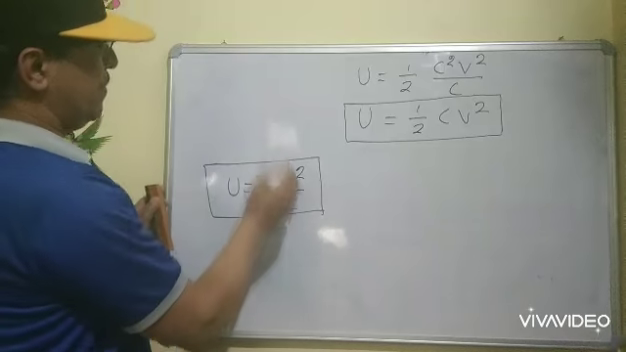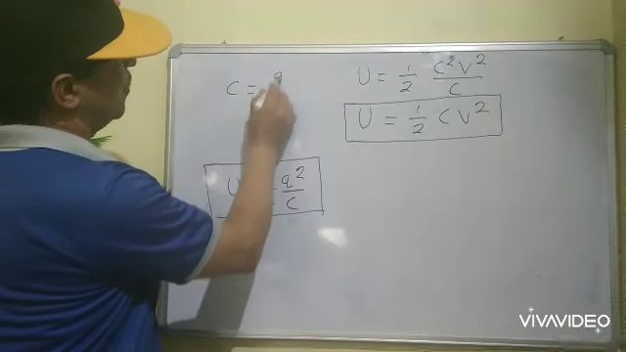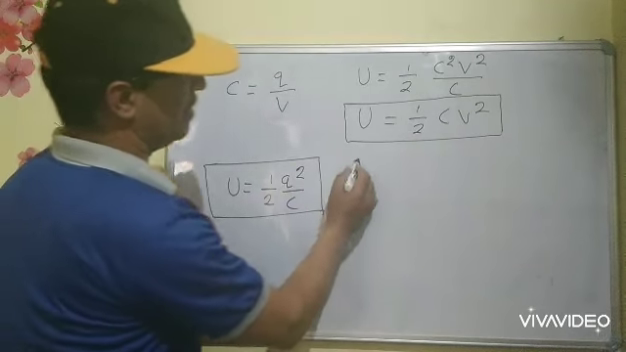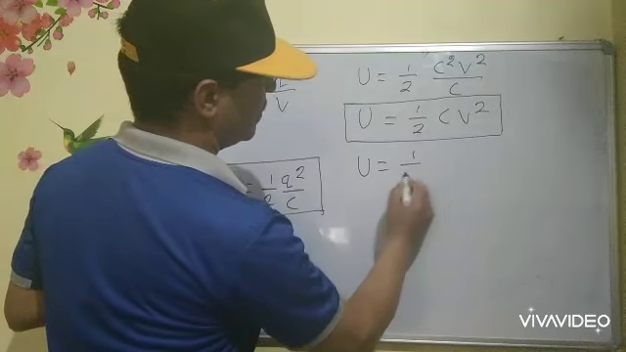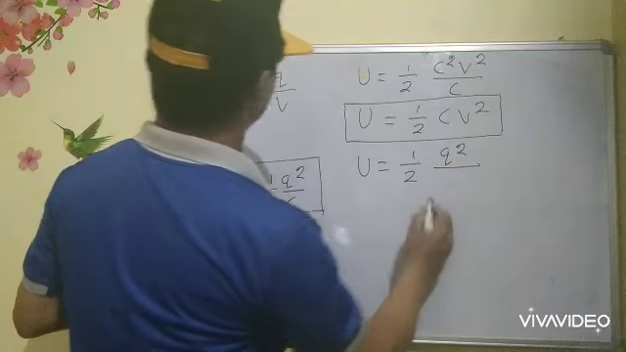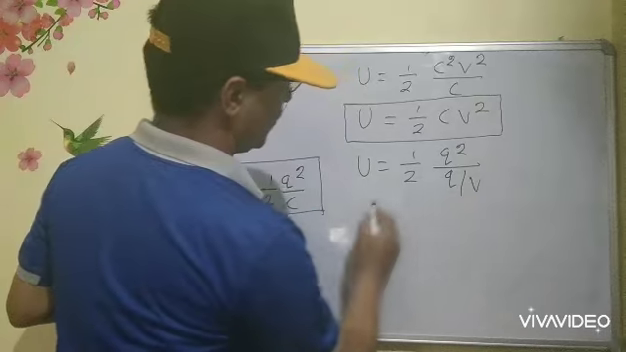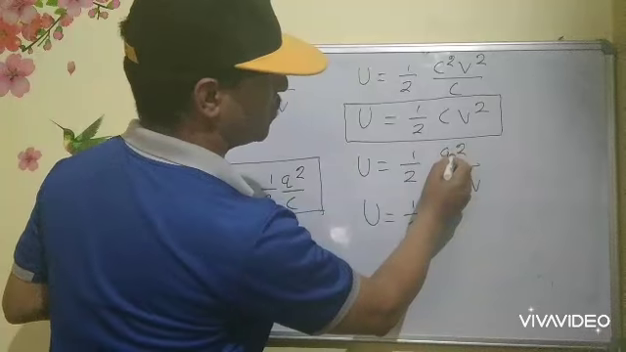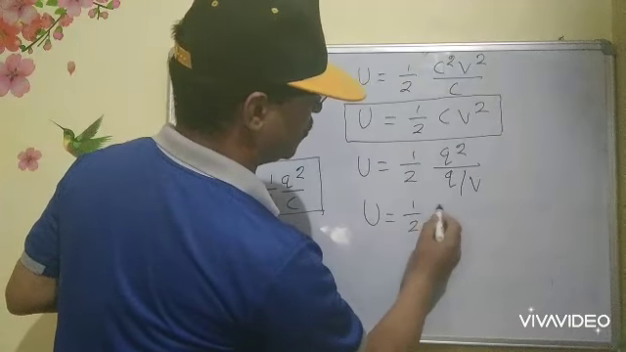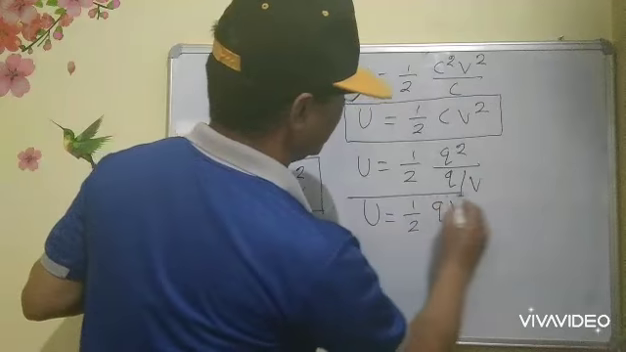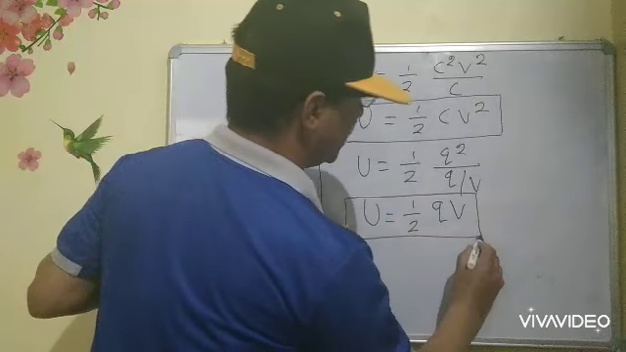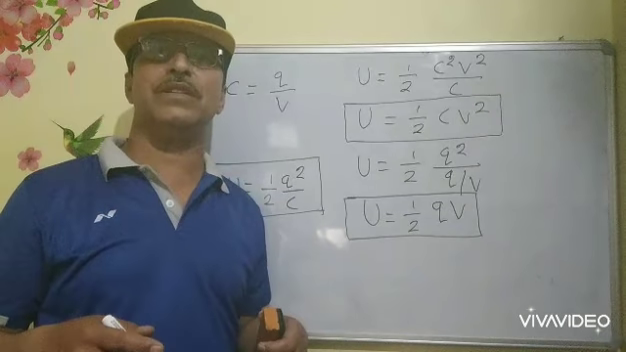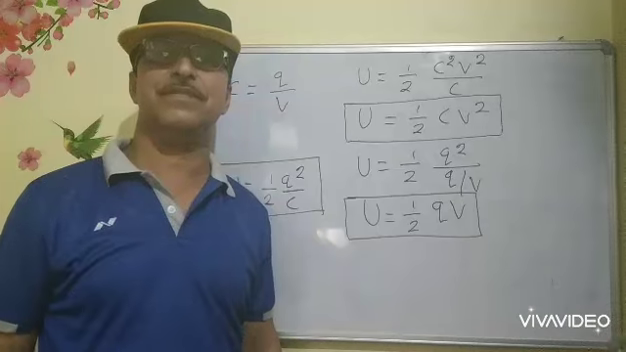Again, we have C equal to Q upon V. So replacing C by Q upon V in this equation, we get U equal to half Q square upon Q upon V, which becomes U equal to half, Q and Q square, one term will be cancelled. We will have U equal to half Q into V. This is the third expression for the potential energy stored by the capacitor. We will use the equation depending upon the circumstances.